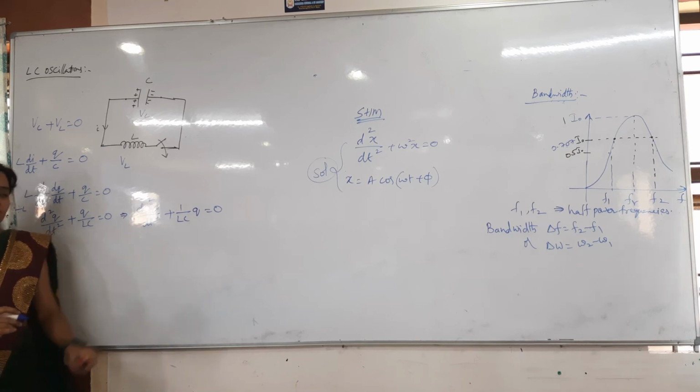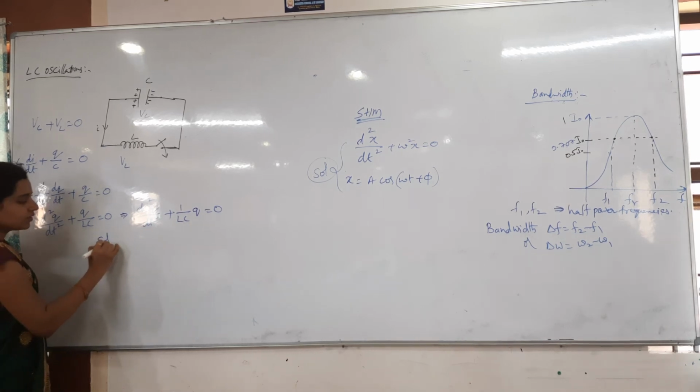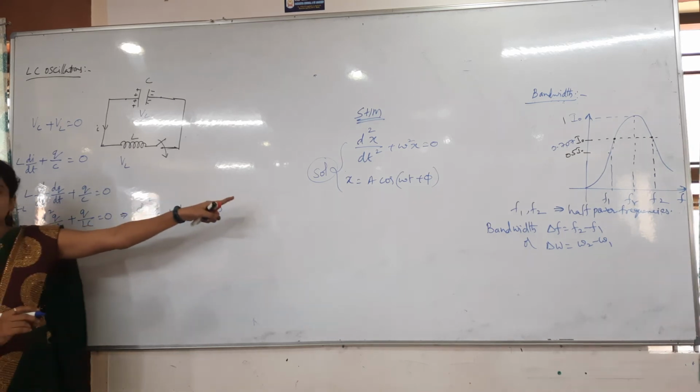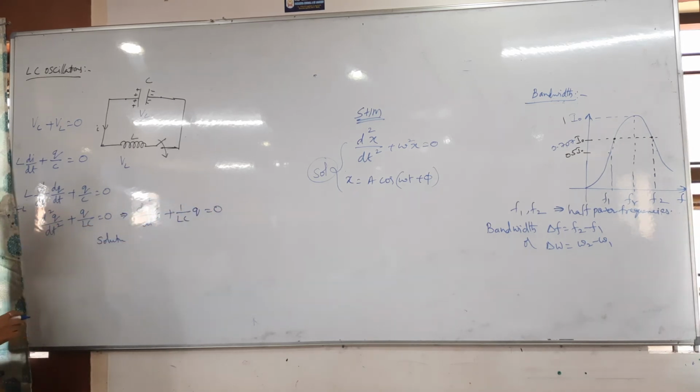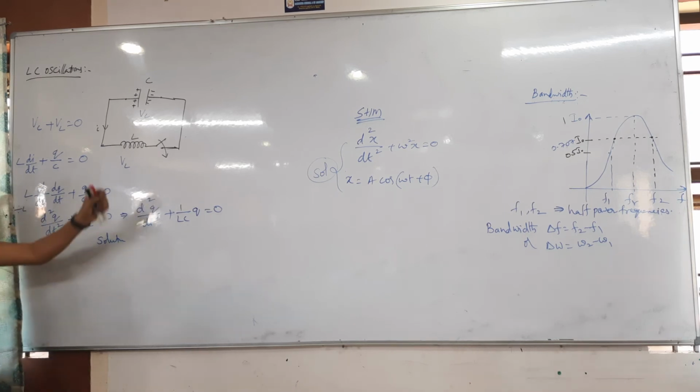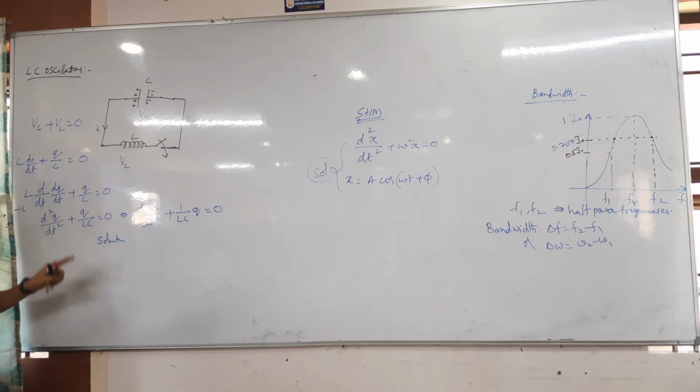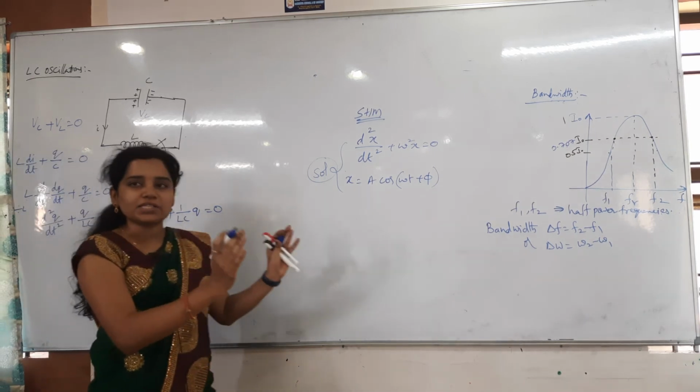The solution of this, you have to tell me. The solution of this equation is what? Tell me. In the place of x, what are you having? No, in the place of omega square, I am having 1 by LC. There is no change in that. Are you understanding or not? Just you have to take the place only.